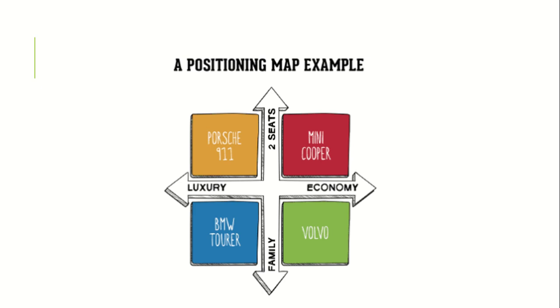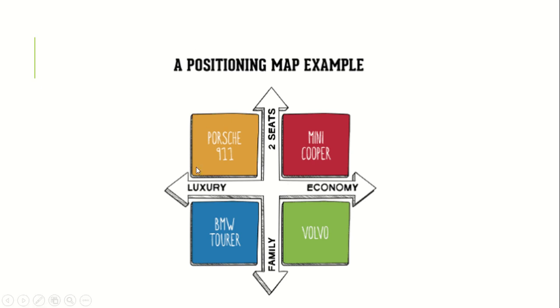Looking at this, another positioning example. This is the car industry. So we've maybe got luxury here with your Porsche 911, and maybe your more economy version, your Mini Cooper. So this is probably aimed at people with a lot of money. Remember I talked about that social class, maybe people with a lot larger income.